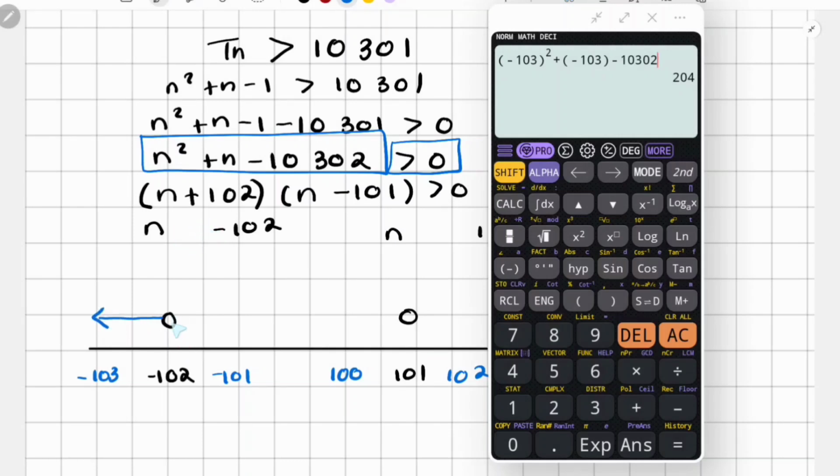So since this number worked, numbers going in this direction are working for this inequality. And the numbers going in this direction compared to negative 102 are values that are less than negative 102. So I'm going to answer this by saying n needs to be less than negative 102. And see, the arrow actually helps you with the inequality. Do you see that? They have the same shape in the same direction. Okay, so that's that one. That's solved.